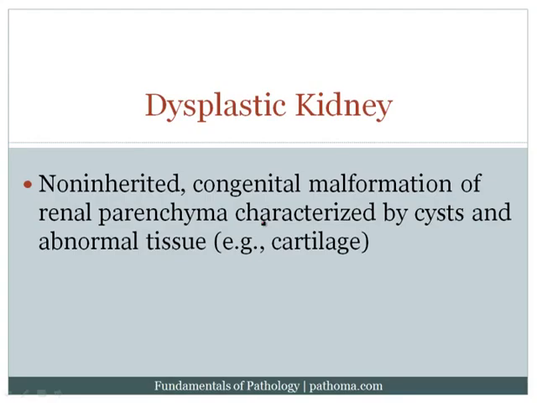The next of the congenital defects is actually going to be kicking off a little bit of a theme. Now what we want to discuss as we move forward are some congenital defects that result in cyst formation in the kidney. And there's a few of them. The first of them is dysplastic kidney. The idea here is that you have a non-inherited, and that's important, congenital malformation of the renal parenchyma that's characterized by cysts with abnormal tissue. Now basically these patients develop cysts within their kidney, however this is not inherited. The cysts are characterized by abnormal tissue, especially cartilage.